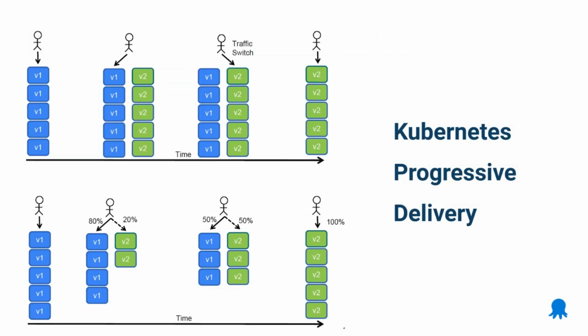So if we have Argo Rollouts, then we can do progressive delivery on Kubernetes. And the way it works behind the scenes is that we use replica sets like standard deployments.